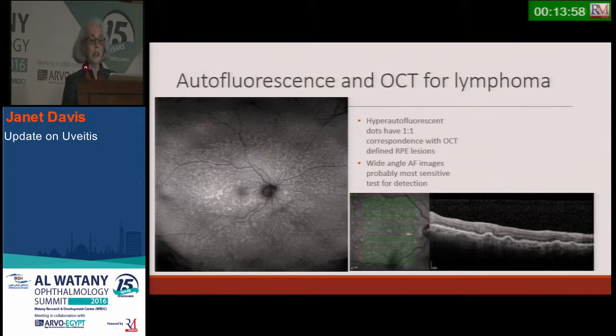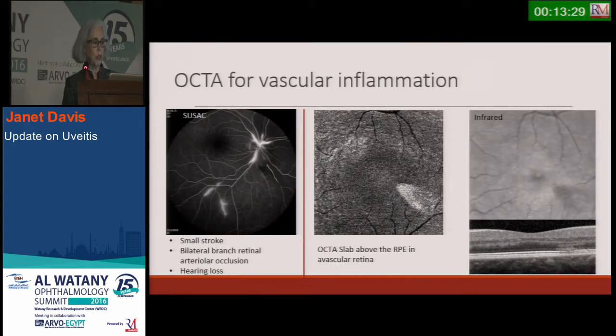Autofluorescence and OCT is a new diagnostic test for intraocular lymphoma. On the left, you can see the autofluorescence. Lymphoma cells are hyper-autofluorescent if they are at the level of the retinal pigment epithelium. They look bright. If they go into the retina, they may block and look black, so you can get this speckled appearance. But if you can correlate these hyperfluorescent lesions with the deposits that are underneath the retinal pigment epithelium, the confidence that you're dealing with an intraocular lymphoma is much increased.